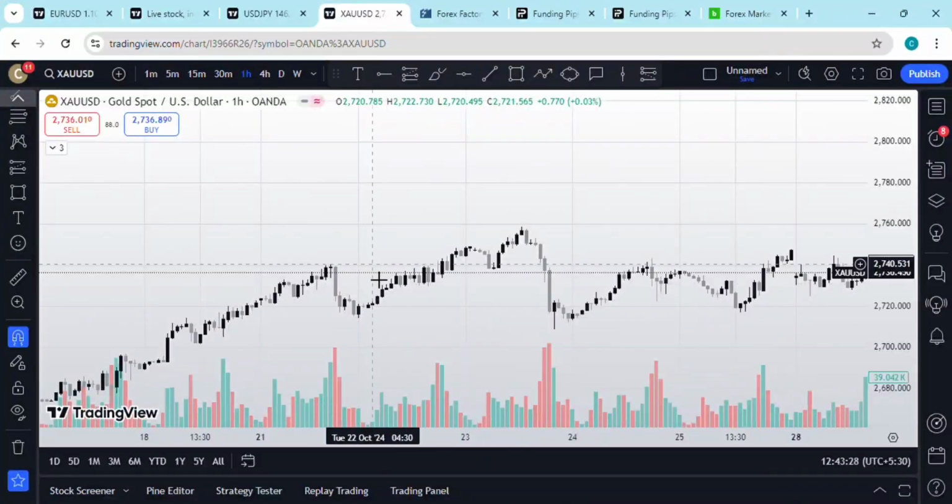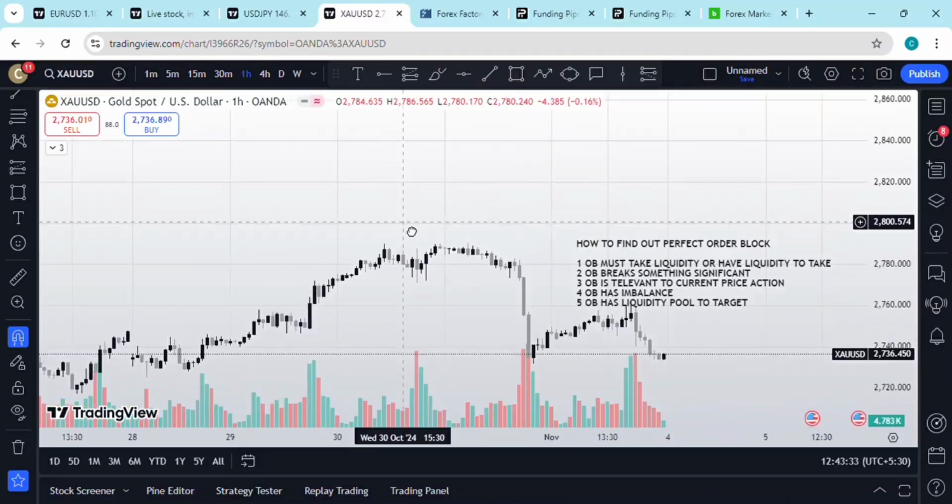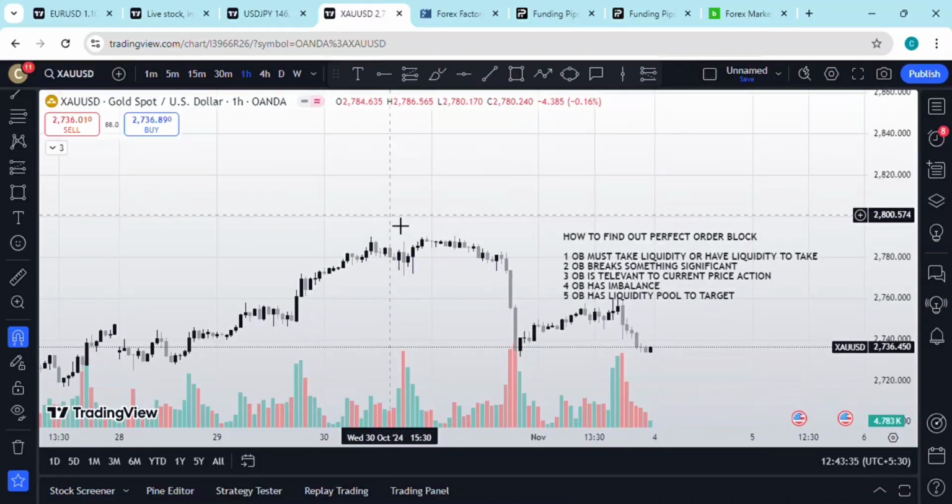So, in order to find out the perfect order block, there are 5 key points. You should know them before you execute a trade. The order block must take liquidity or have liquidity to take. For example, let me show you.